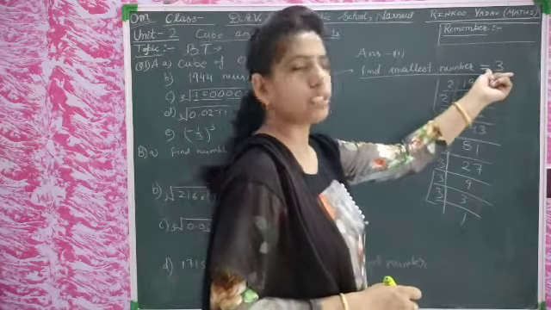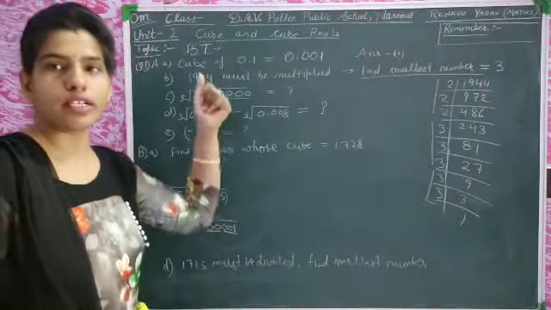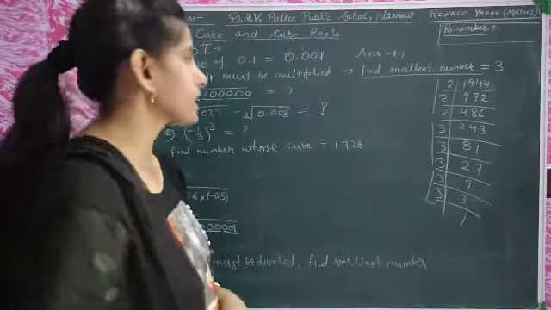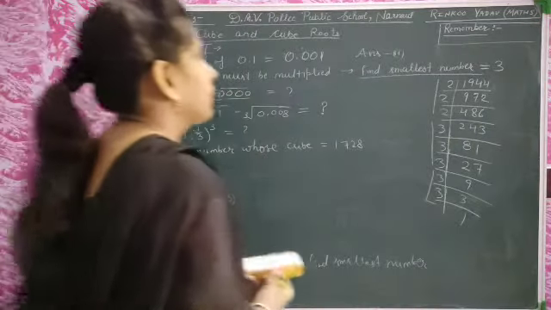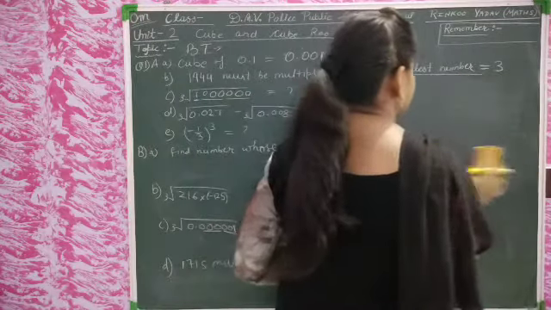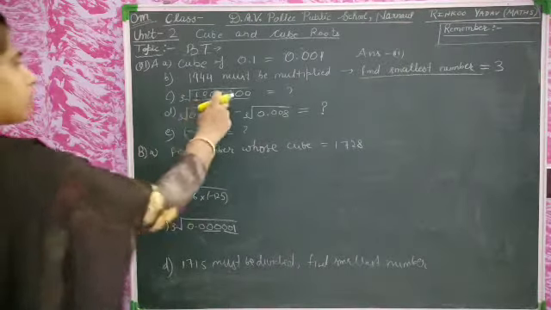So we have the smallest number that must be multiplied to this number to get a perfect cube number. Is it clear, students? So the smallest number is 3 here. Now the next part is the cube root of this number.